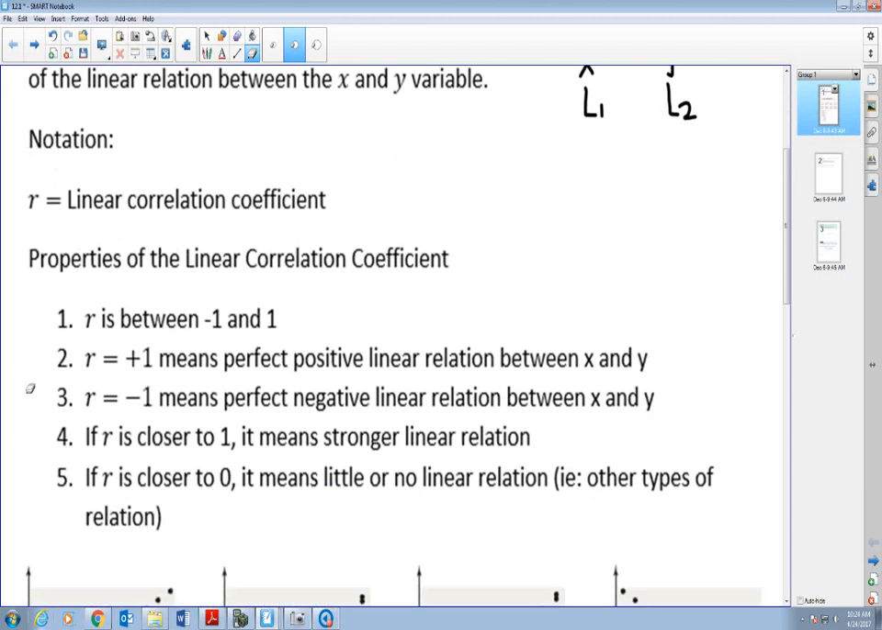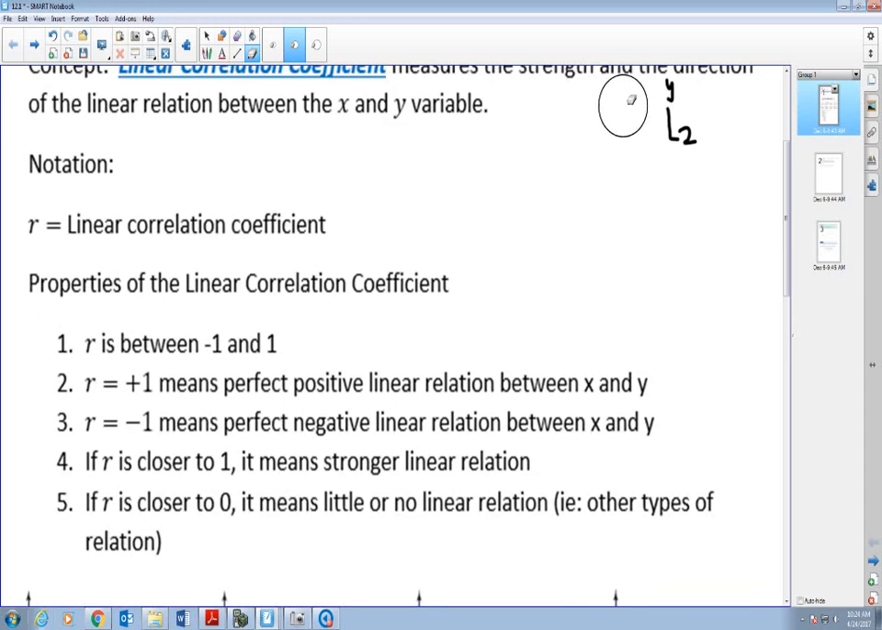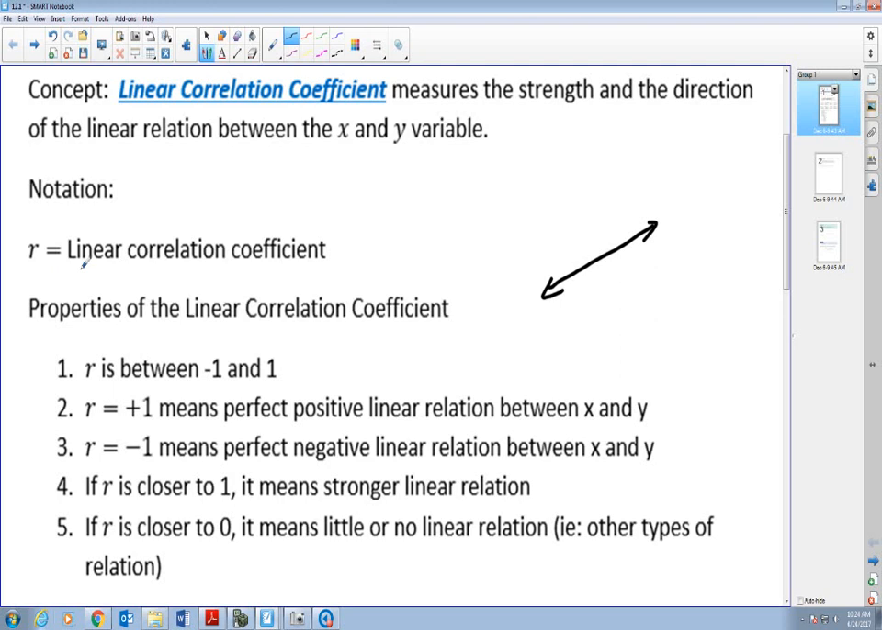All right. So here are some of the properties. This is not a new concept for many of you, because as you go through algebra courses, you learn about how to draw a straight line of a linear equation or linear function. So the R is referring to the linear relationship between the two variables. The properties of this R, linear correlation coefficient: R is always going to be between -1 and 1.